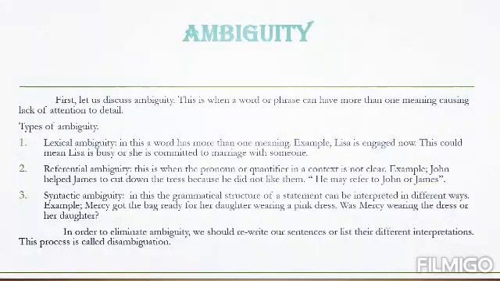Syntactic ambiguity. In this, the grammatical structure of a statement can be interpreted in different ways. Example, Mercy got the bag ready for her daughter wearing a pink dress. Was Mercy wearing the dress or her daughter? In order to eliminate ambiguity, we should rewrite our sentences unless there are different interpretations. This process is called disambiguation.